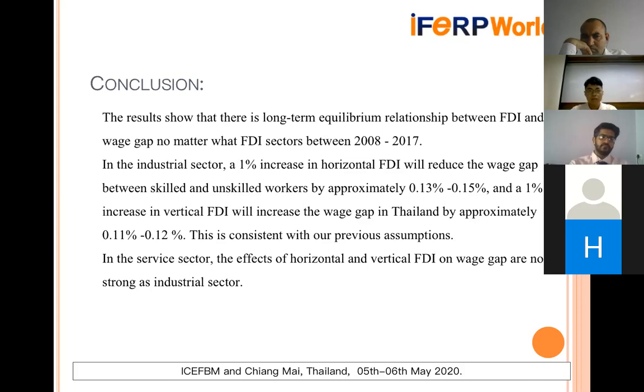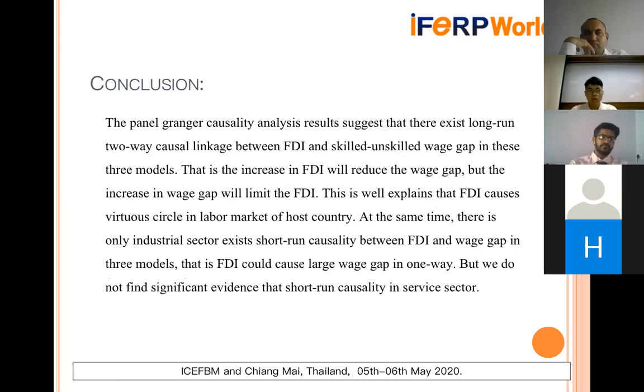In the service sector, the effects of horizontal and vertical FDI on the wage gap are not as strong as in the industry sector. The panel Granger causality analysis results suggest that there exists a long-run two-way causal linkage between FDI and the skilled-unskilled wage gap in these three models. That is, the increase in FDI will reduce the wage gap, but the increase in the wage gap will limit the FDI. This well explains that FDI causes the virtuous circle in the labor market of the host country.